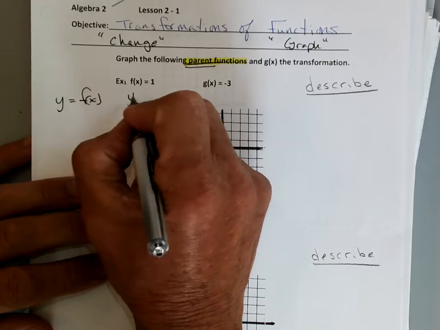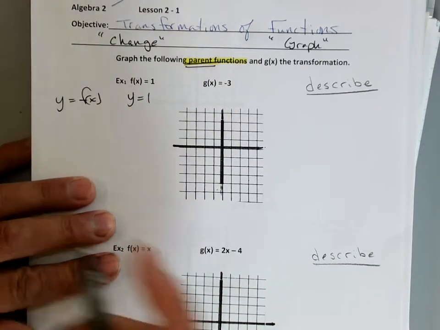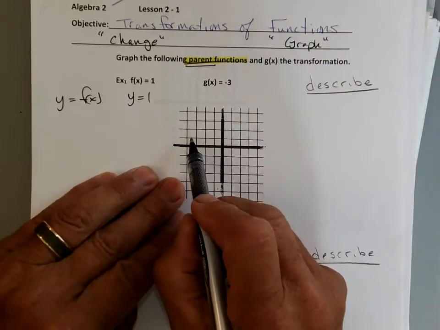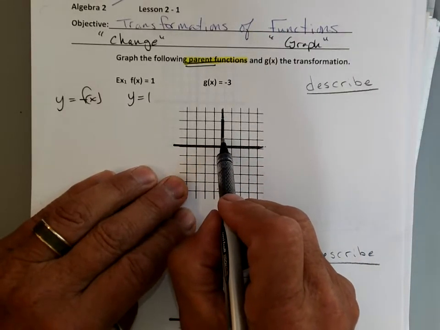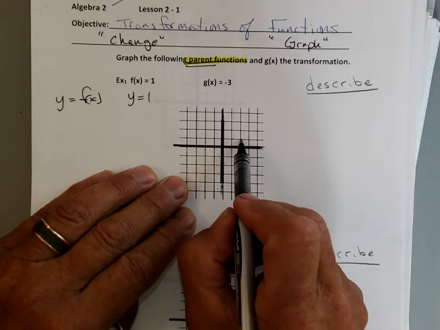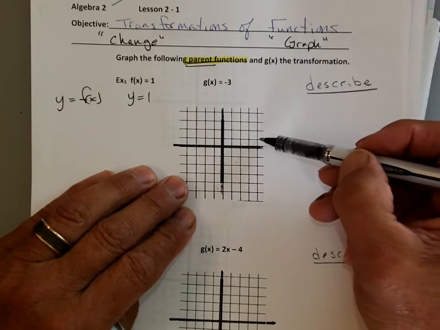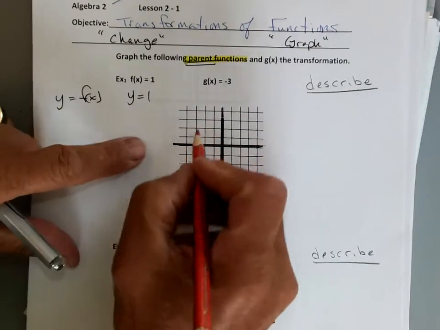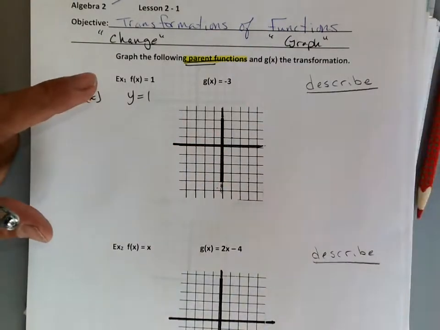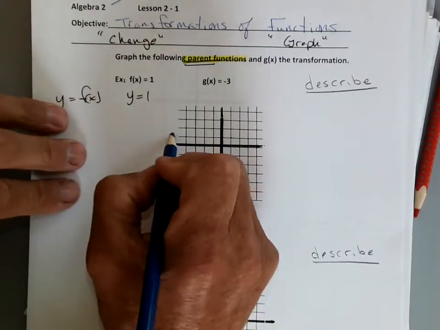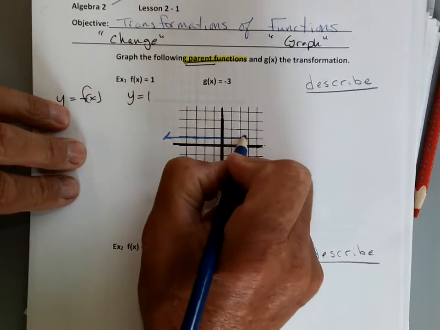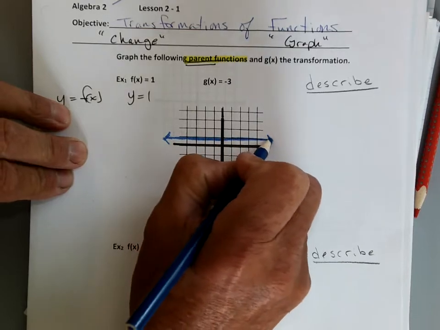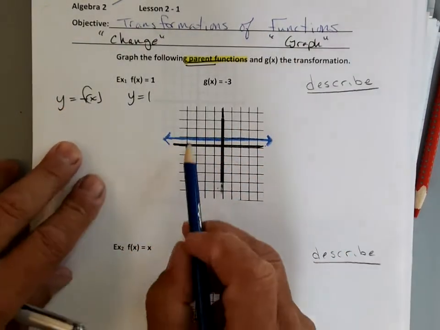So let's just call this y equals 1. Well, y equals 1, if this is the x and y axis, every value along this graph, the y value is 1. Right here, the y value is 1. So if I graph y equals 1, it's always going to be 1. Then the parent function is going to be this graph right here. That's my parent function. There's my y equals 1. It's a horizontal line at 1.